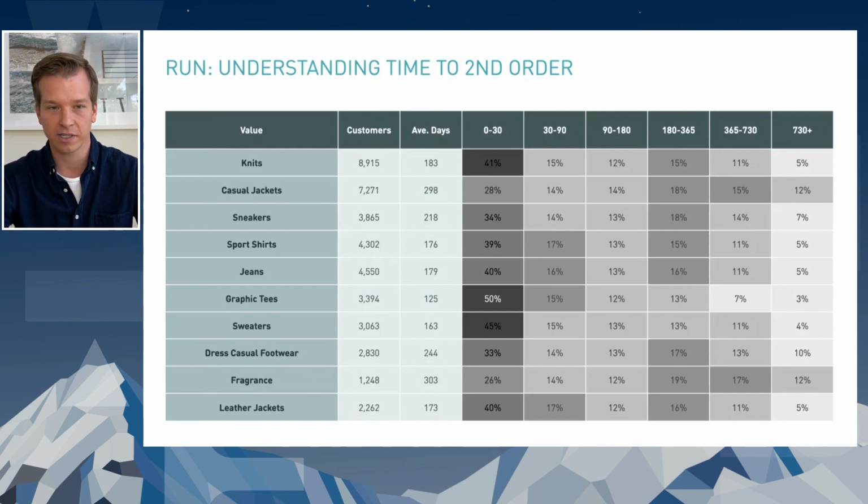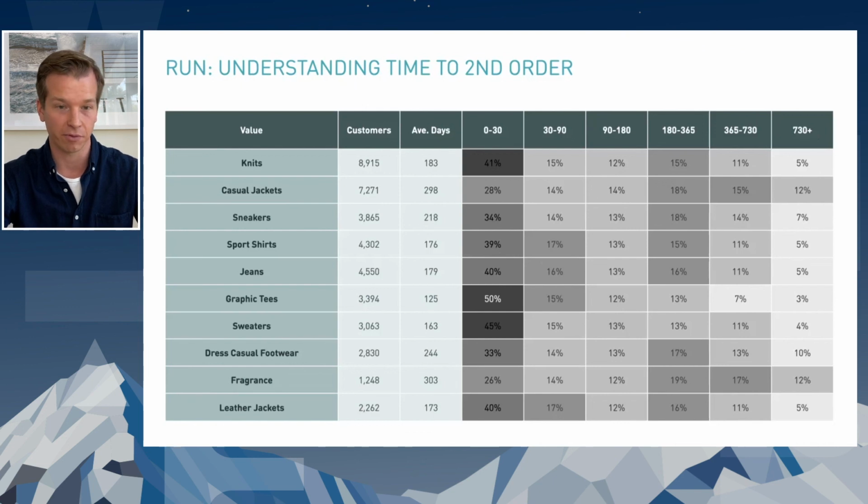Whereas for other categories, like your more seasonal categories like casual jackets, you can see that only 28% of customers place their second order within the first 30 days. And actually it's a seasonal purchase, so it's much more correlated to that 180 days to 2 years out to their second order. Now, understanding time to second purchase is really important because it speaks to when you trigger the next message and the intensity of when you should follow up with the customer.